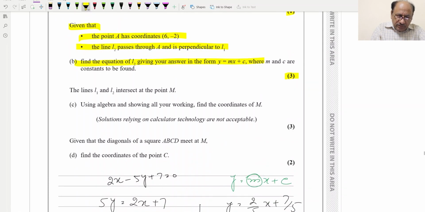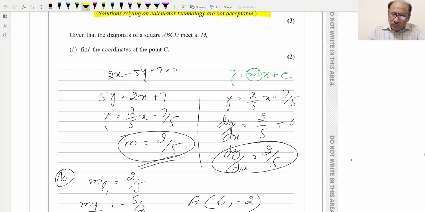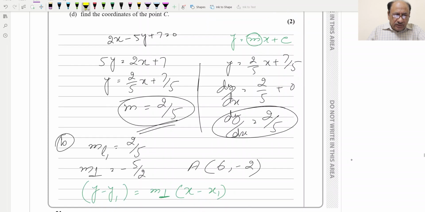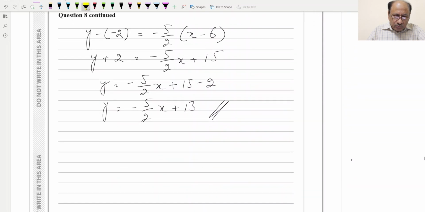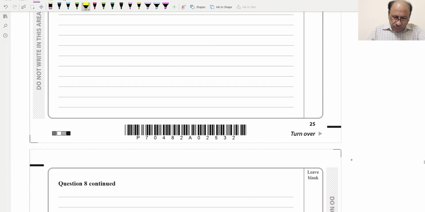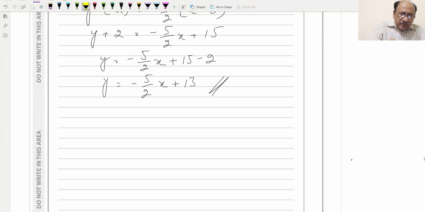2 more parts are remaining. The L1 and L2 intersect at the point M. Using algebra and showing all your working, find the coordinates of M. So you should not rely totally on calculator, and this is a 3 marks question. So algebraically we can equate those two equations for L1 and L2. So we can solve over here C part.